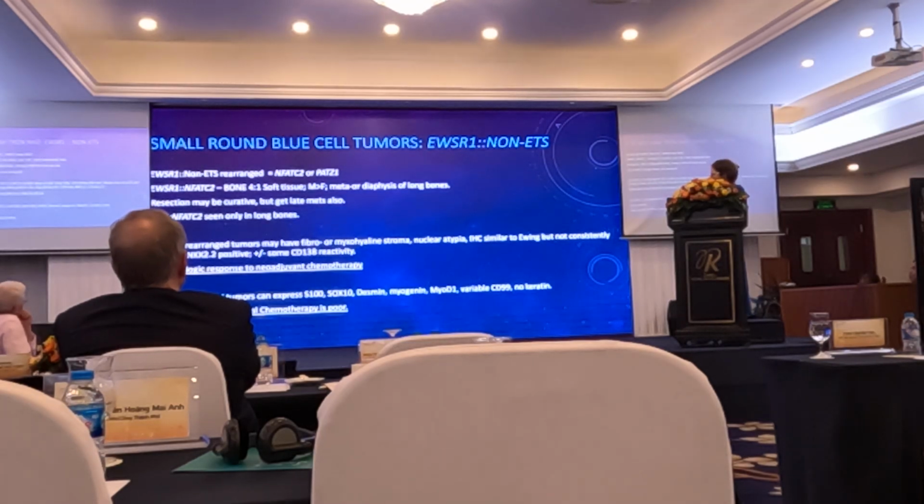Again, these cases will tend to stain with CD99, but not as consistently, and sometimes they stain with CD138 as well. The other group in this EWSR1 non-ETS fused small round blue cell sarcoma is the PATZ1 rearranged tumors, and these may be much more polyphenotypic in terms of their immunoreactivity. In this scenario the chemotherapy response tends to be poor as well.